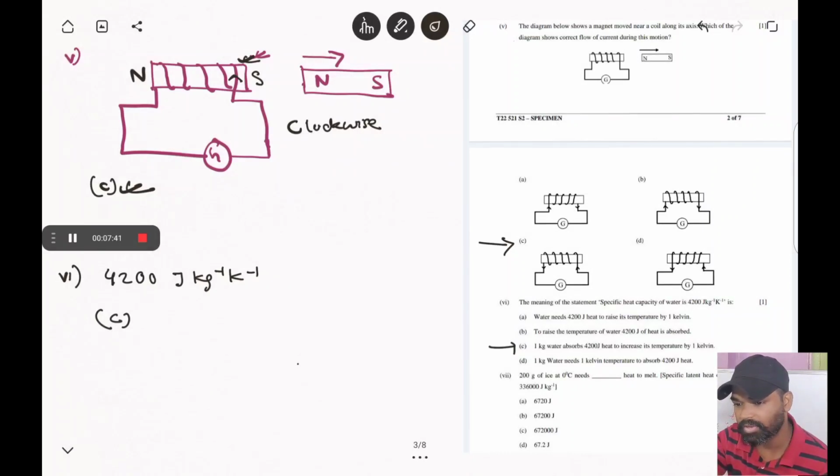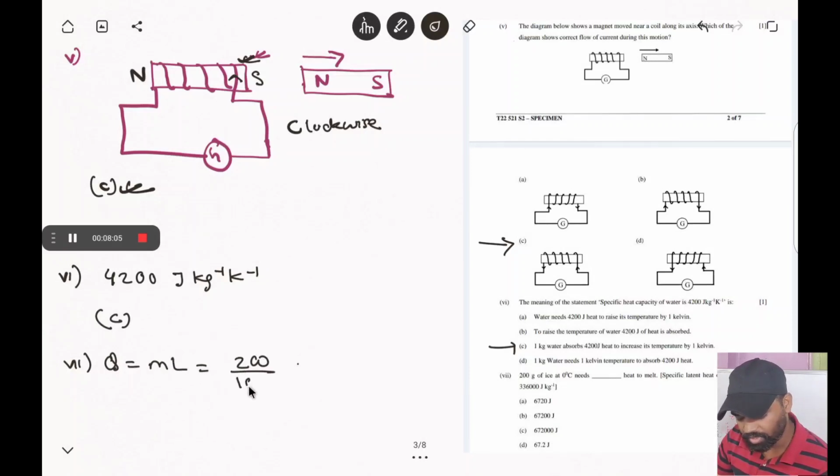Okay. Now look at the next one. Number 7. What they've given? 200 gram of ice at 0 degree needs dash heat to melt. Specific latent heat of ice is given as 336000 joule per kg. Pretty easy. Heat will be what? Remember the formula? Q equals m L. M is what? 200 by 1000, I'm changing it to kg. So mass is 200 gram, it will become 200 by 1000. And L is how much? 336000. Just substitute and get the answer.